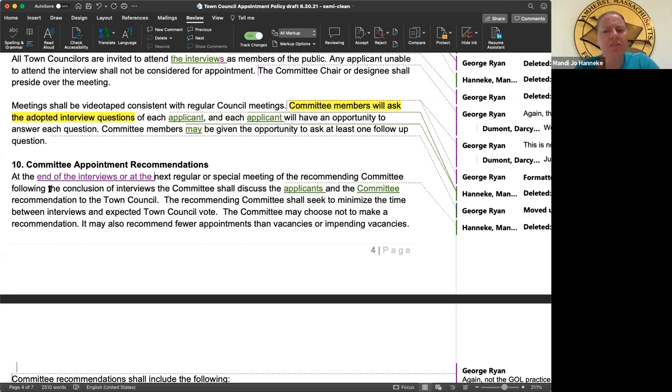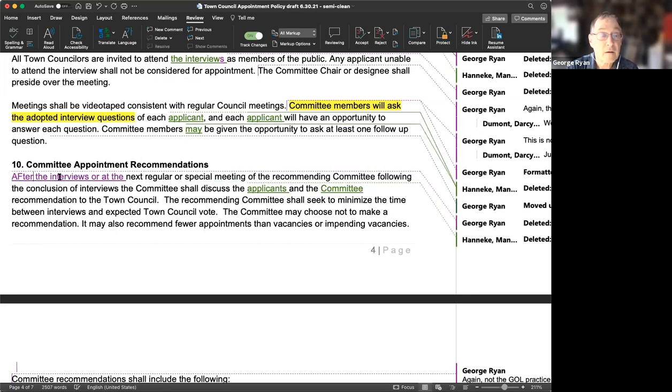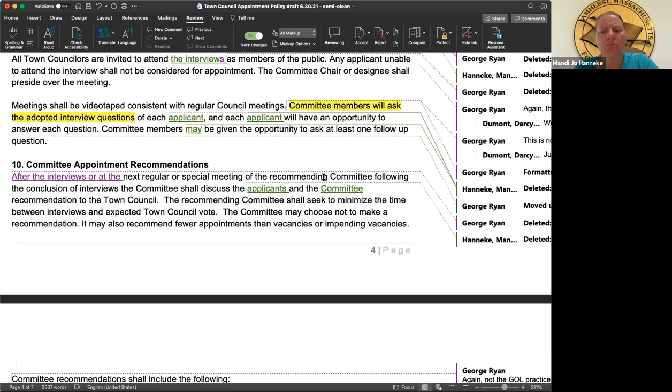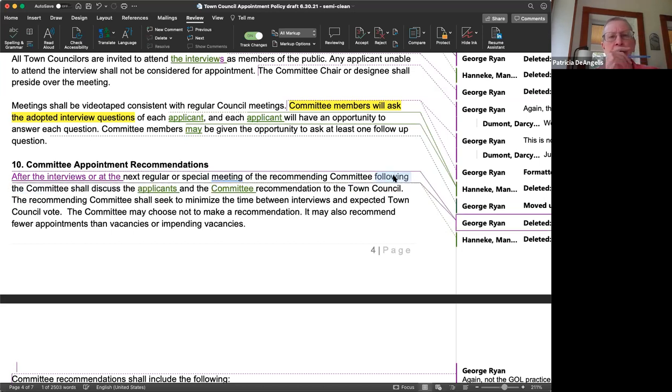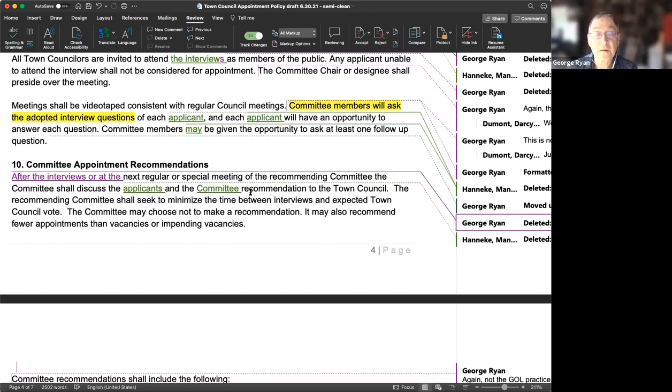Instead of at the end, maybe after the interviews. Or at the next regular or special meeting following the conclusion of the interviews. Following the conclusion of the interviews, the committee shall discuss the applicants and the committee recommendations. After the interviews means after the conclusion of interviews. So the committee shall discuss the applicants after the interviews or at the next regular or special meeting of the recommending committee. The committee shall discuss the applicants and make its recommendation to the council.